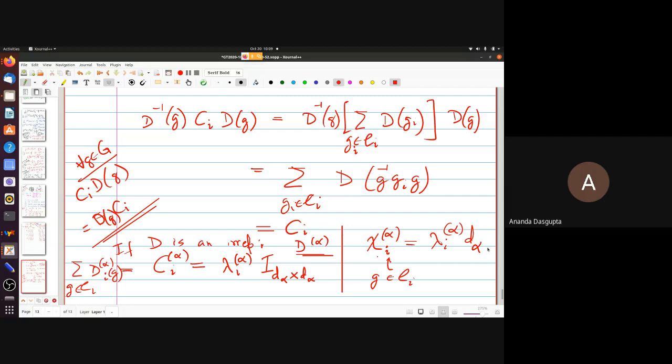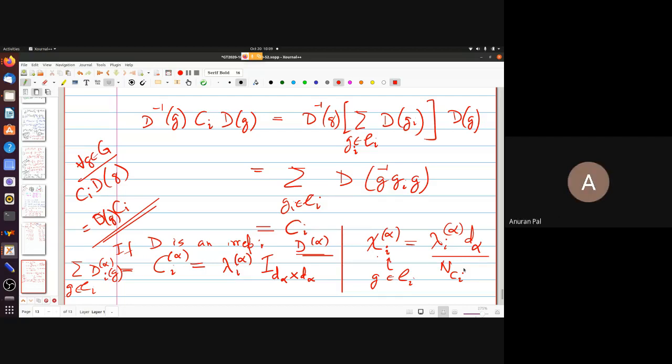But then there should be an NCI somewhere. It should be NCI lambda I alpha d alpha equal to chi I alpha. This is what you're saying. Yes. Okay. Can you explain that?